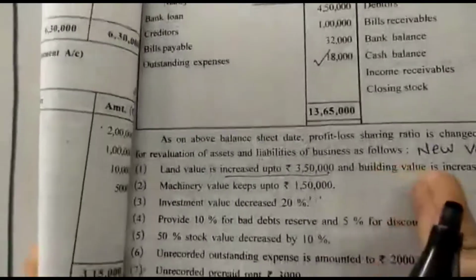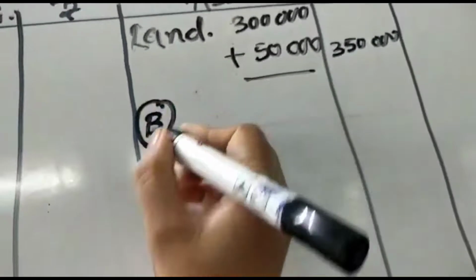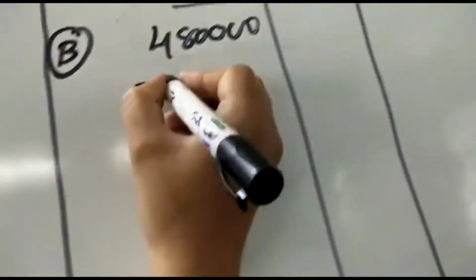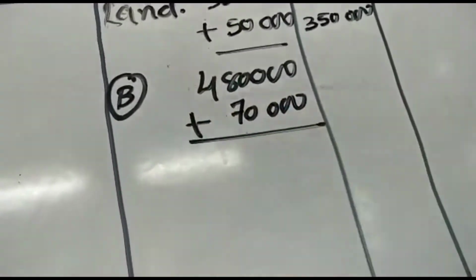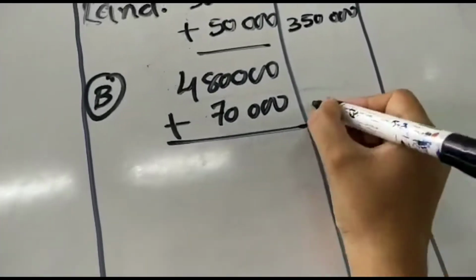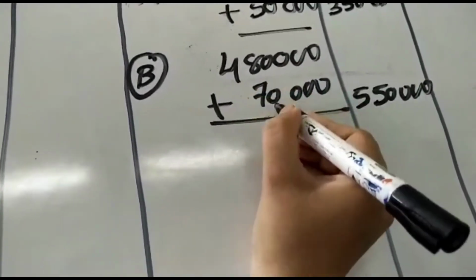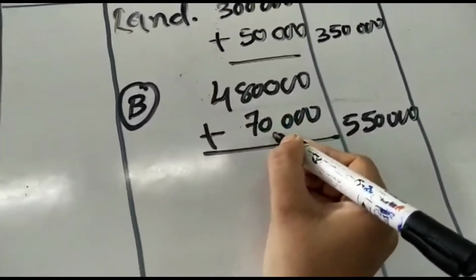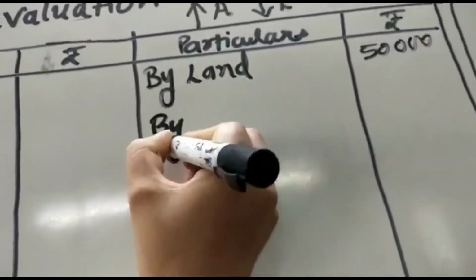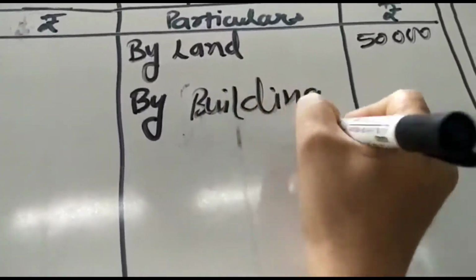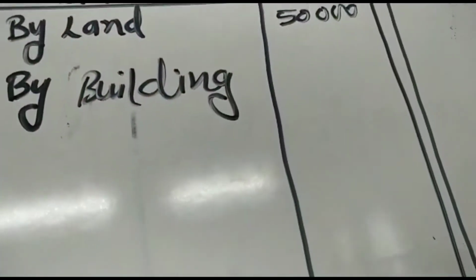Next adjustment, building value is increased by 70,000. Let me write down building. B means building. Building is 4,80,000 and its value is increasing by 70,000. So plus 70,000, I am going to add it up, so I will get the answer 5,50,000. This 70,000 is an increase, a benefit for my business. So I am going to record revaluation account credit side by building. You can see this revaluation, I am writing all the words and there I am just writing in short.